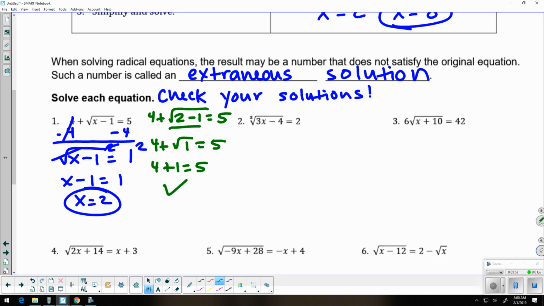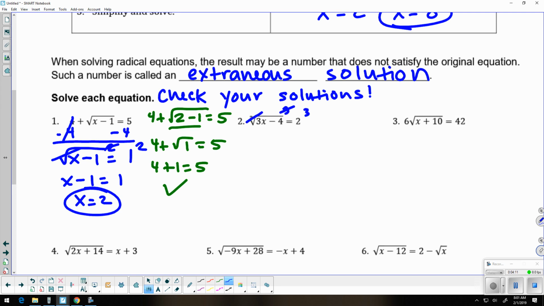Okay? Moving on to the next one. For number 2, well, the radical is already isolated. There's nothing outside the radical that I have to get rid of. Since the radical is isolated, I can skip over step 1 and just move to step 2. So now get rid of the radical. It's a cubic root, so I'm just going to cube both sides. Okay, that'll handle that.